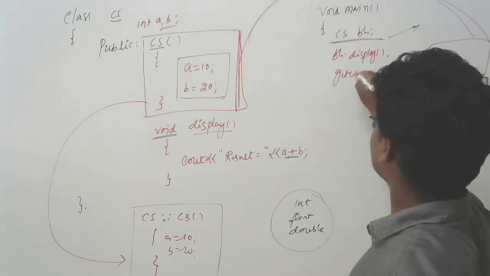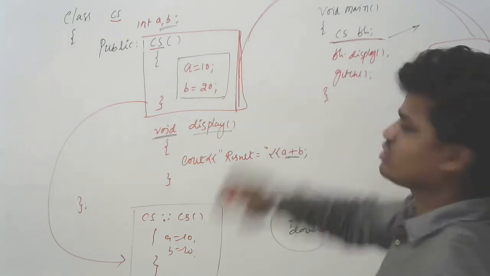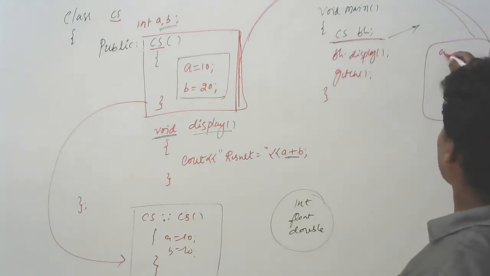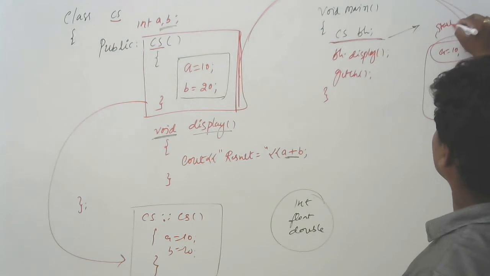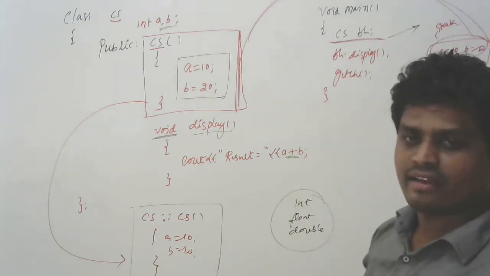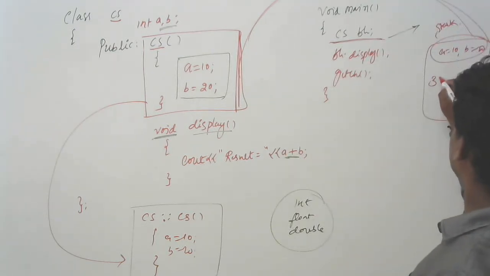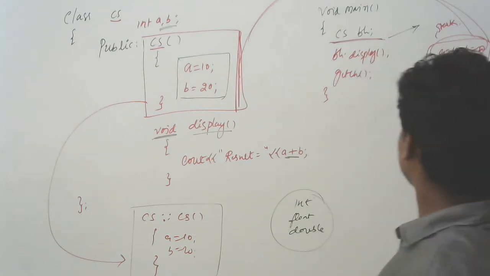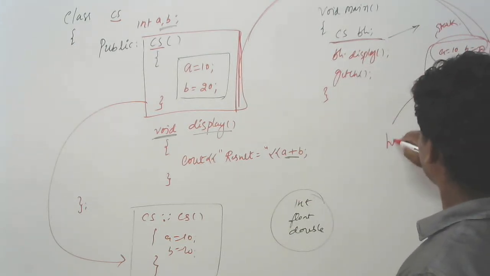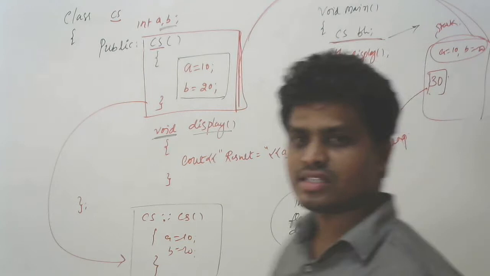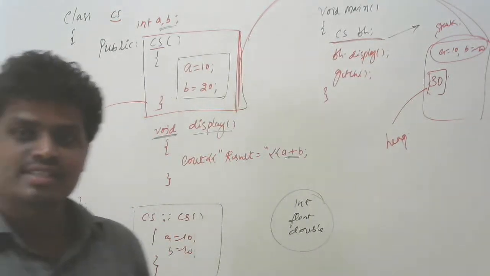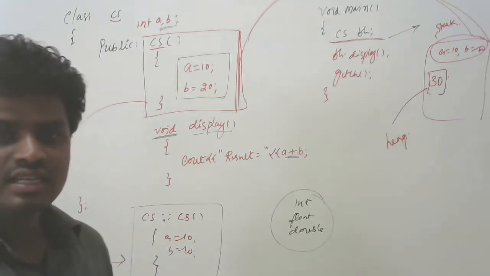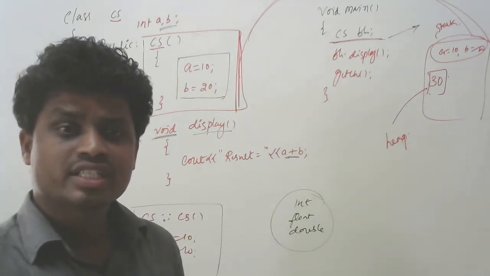Get ch, close this. The entire body will be called. A value is 10, B value is 20. This is inside the stack. We cannot see that. And when we are able to see the result 30, then that memory will be called heap memory, because heap memory will always hold the resulting value or processed value. Constructor will be called when the object is created.